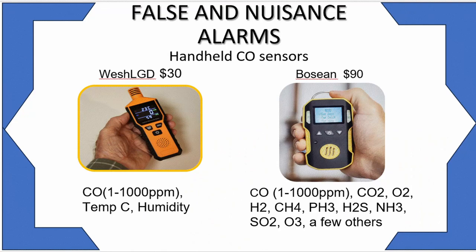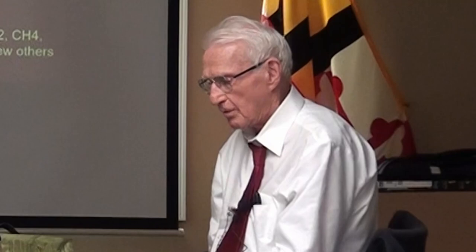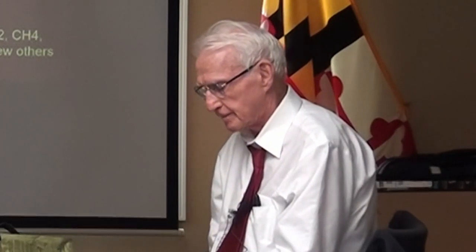Now here's this hand sensor I just showed you. That costs $30. Here's one that you can get for $90. And it claims to see not only carbon monoxide up to 1,000 parts per million, CO2, oxygen, hydrogen, methane, phosphine. Now, phosphine is like marsh gas. You smell it in the dirty marsh. Hydrogen sulfide, ammonia, sulfur dioxide, ozone, and a few others. So that's a pretty good buy, I'd say.